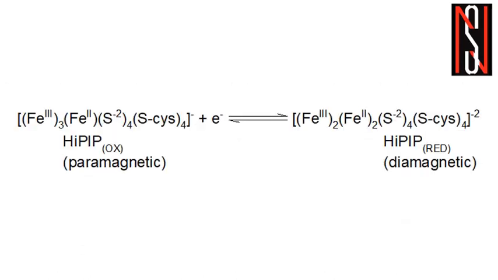Now look at the electron transfer process of this special type of 4-Fe ferredoxin, that is the high potential iron protein, where the oxidized form consists of 3 iron in plus 3 oxidation state and 1 iron in plus 2 oxidation state, and it will be converted into a reduced state, which is actually diamagnetic in nature, where 2 iron atoms will be in plus 2 oxidation state and 2 iron atoms will be in plus 3 oxidation state.